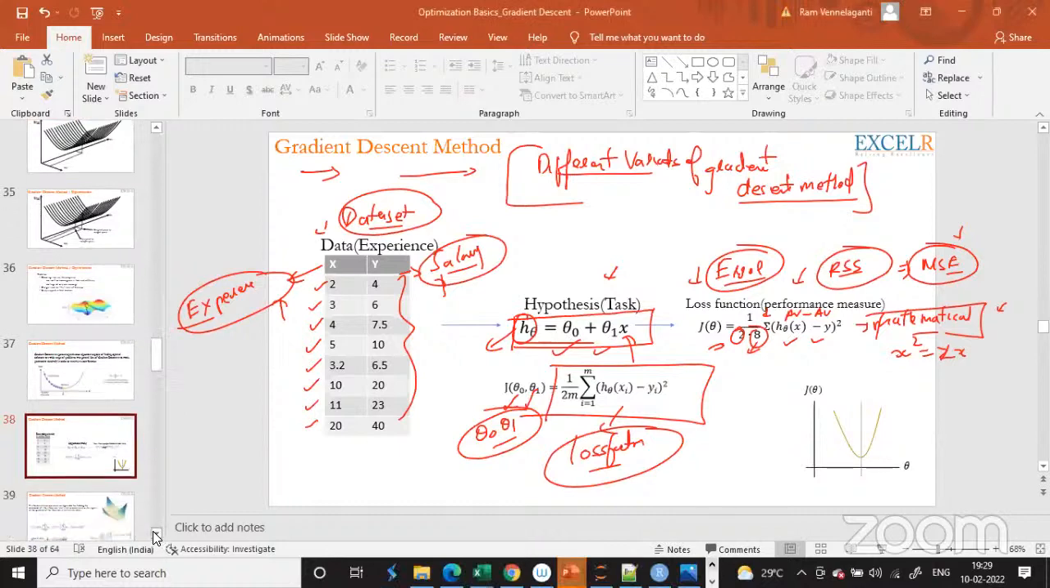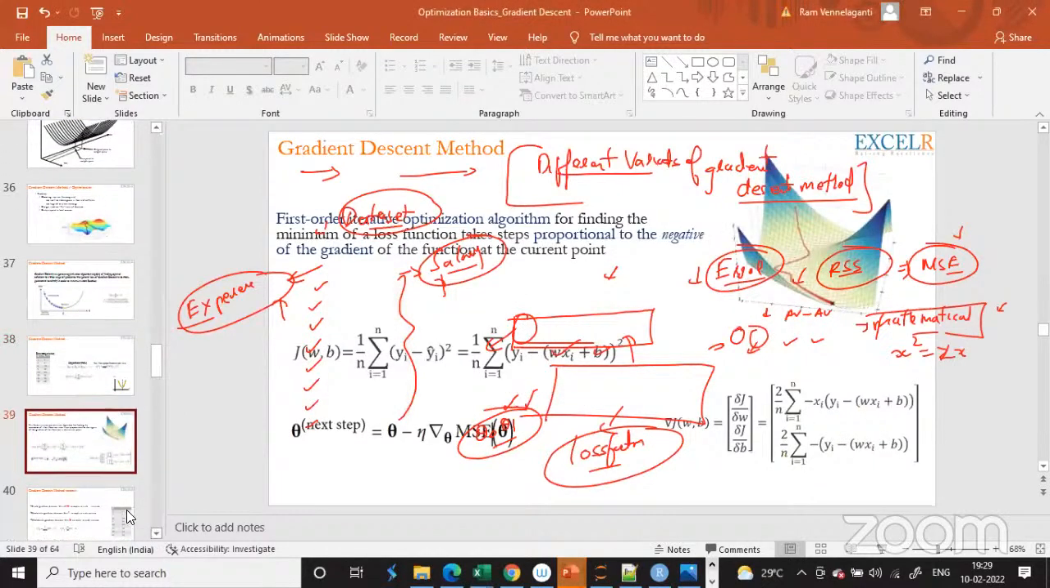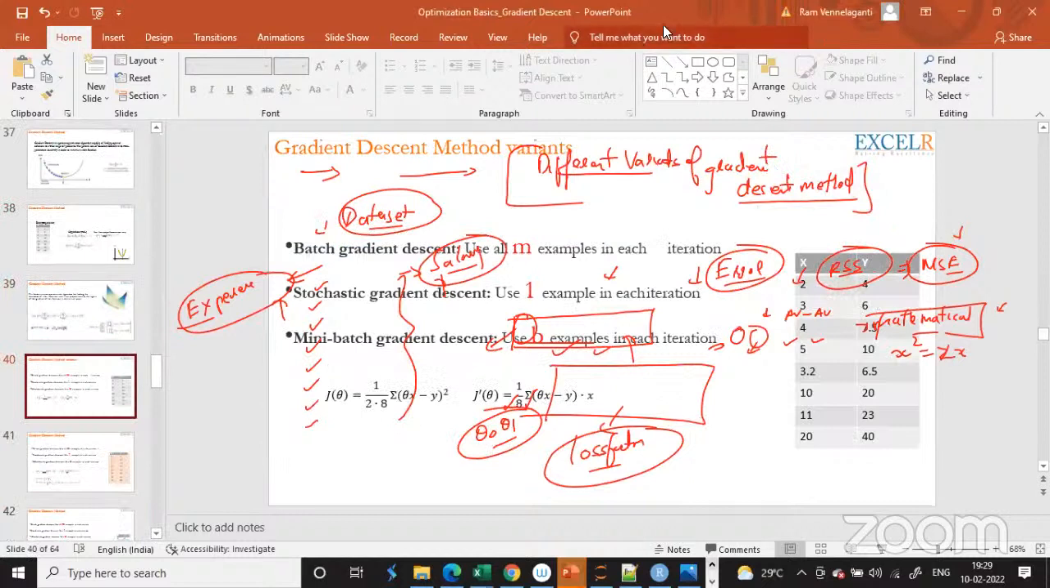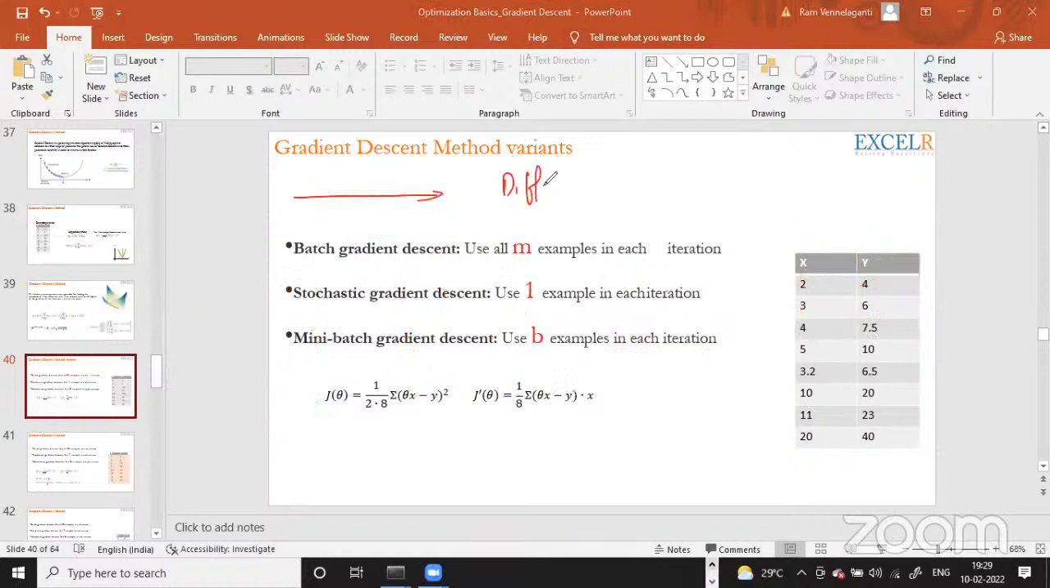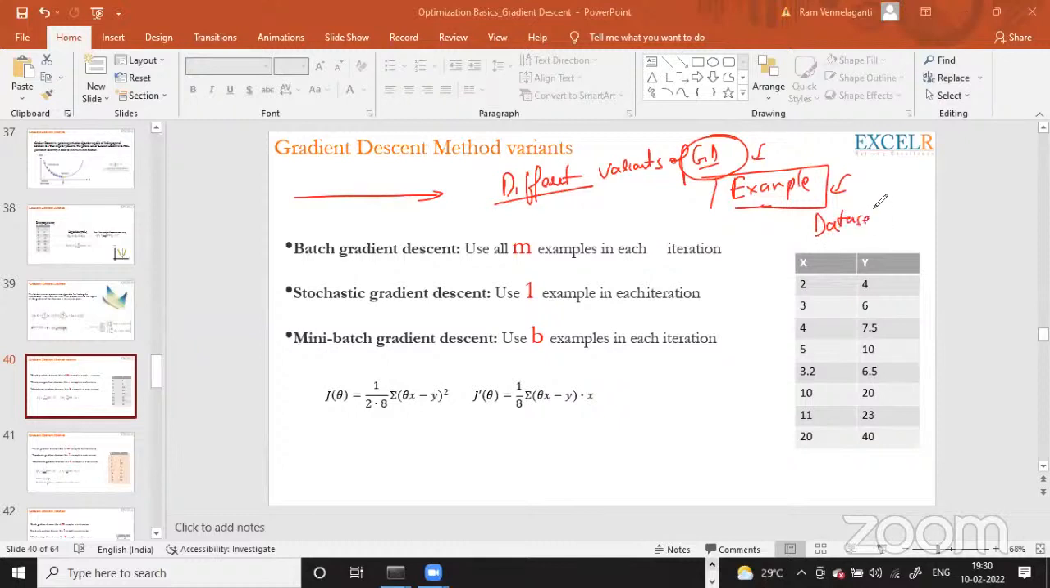Now, what is our objective? We have to understand the concepts of different variants of gradient descent with the help of this example. We have to understand what are the different variants of gradient descent that I have with the help of this example. So this is the data set that I have.